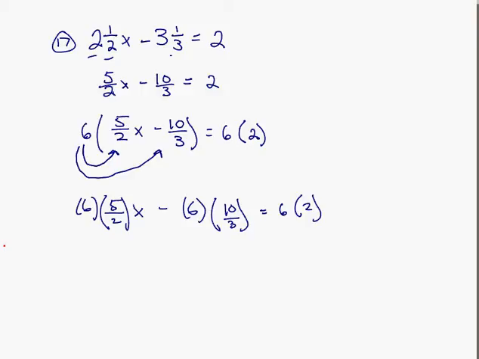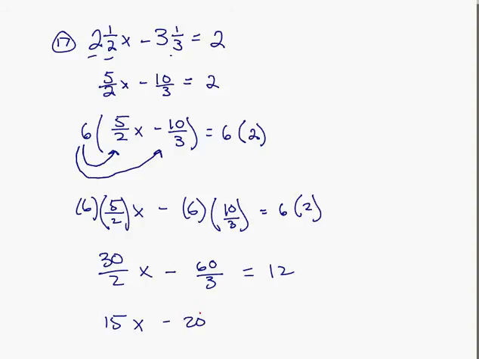Alright, so if I multiply the 6 times 5, I get 30. So this becomes 30 over 2 x. And this 6 times 10 becomes 60, and that's over 3. And 2 times 6 is 12. Then I simply do a division. So I go 30 divided by 2 gives me 15. So I have 15x, and 60 divided by 3 gives me 20, so minus 20 equals 12.